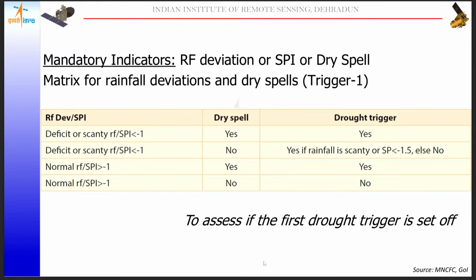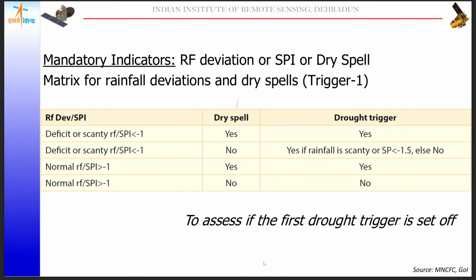So what are the particular indicators, and what is the process or methodology they follow? Very first, in regular practice, they are calculating and assessing the mandatory indicators. What are the mandatory indicators? The mandatory indicators are rainfall deviation, SPI (standardized precipitation index), and dry spell. If the SPI value is on the negative side, less than -1, and along with this a prolonged dry spell condition is there, that is the situation of the drought trigger set of conditions.